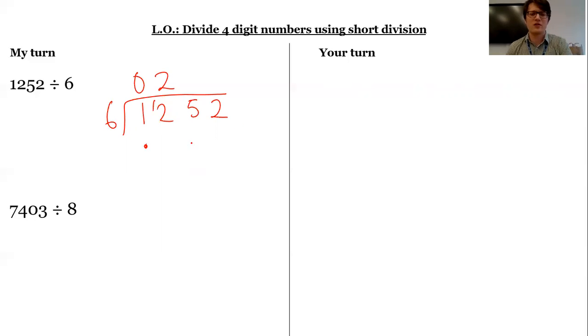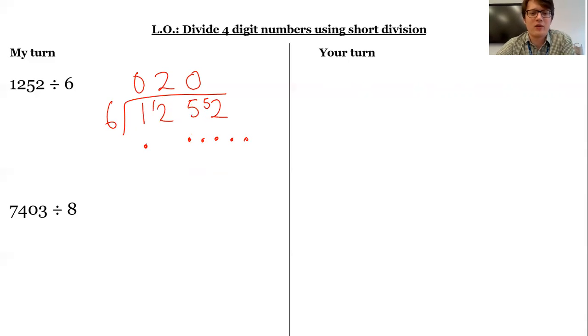How many times does 6 go into 5? Can I make a group of 6? No, I can't. I can make no groups of 6 in 5, because 5 is less than 6, so I need to regroup that 5 over here. I've got to take all, not just 1, take all 5.